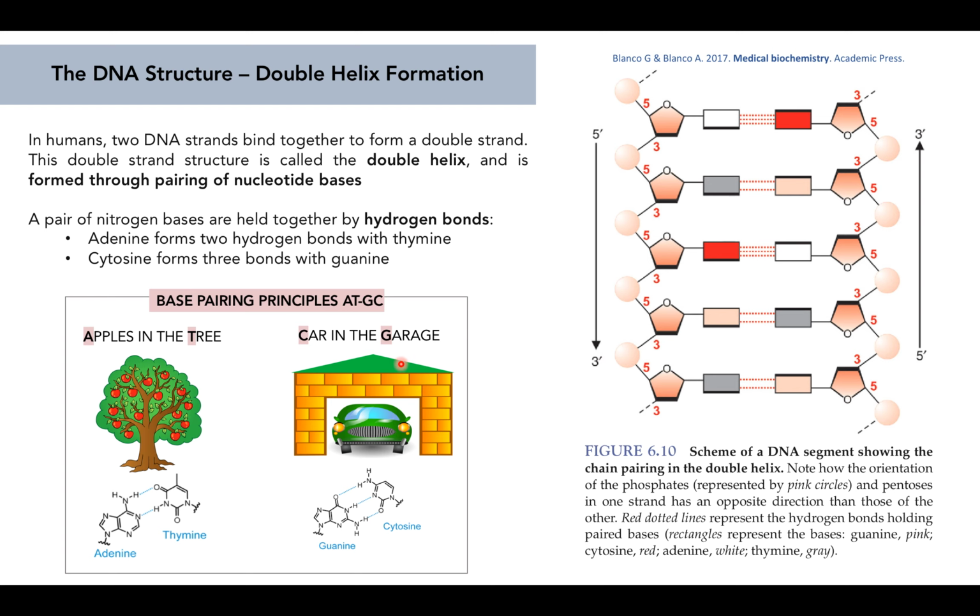Now, in order to remember the tendency of connection, we have a little mnemonic here to help you remember which nucleotide pairs with what nucleotide. Just remember apples in the tree, adenine pairs with thymine. And we have cars in the garage, which is cytosine and guanine. Here we have cytosine and guanine with 1, 2, 3 hydrogen bonds, and adenine and thymine with 1, 2 hydrogen bonds. So if you can't remember which nucleotide pairs with what nucleotide, just remember, apples in the tree, adenine with thymine, and cars in the garage, cytosine and guanine.